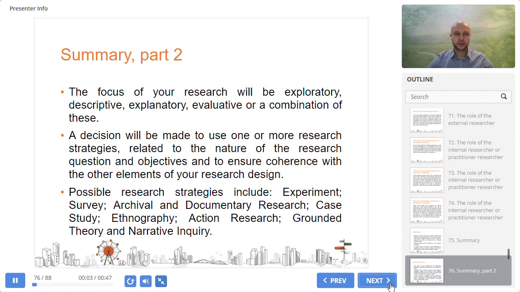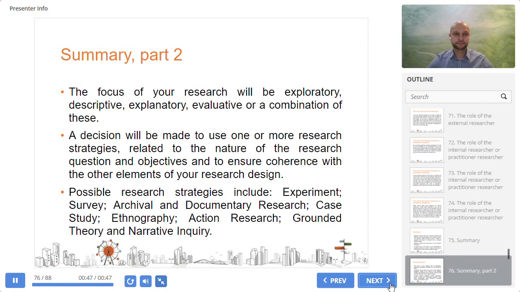Summary Part 2. The focus of your research will be exploratory, descriptive, explanatory, evaluative, or a combination of these. A decision will be made to use one or more research strategies related to the nature of the research question and objectives, and to ensure coherence with the other elements of your research design. Possible research strategies include experiment, survey, then documentary research, case study, ethnography, action research, grounded theory, and narrative inquiry. All of them will be discussed in the second part of our topic.